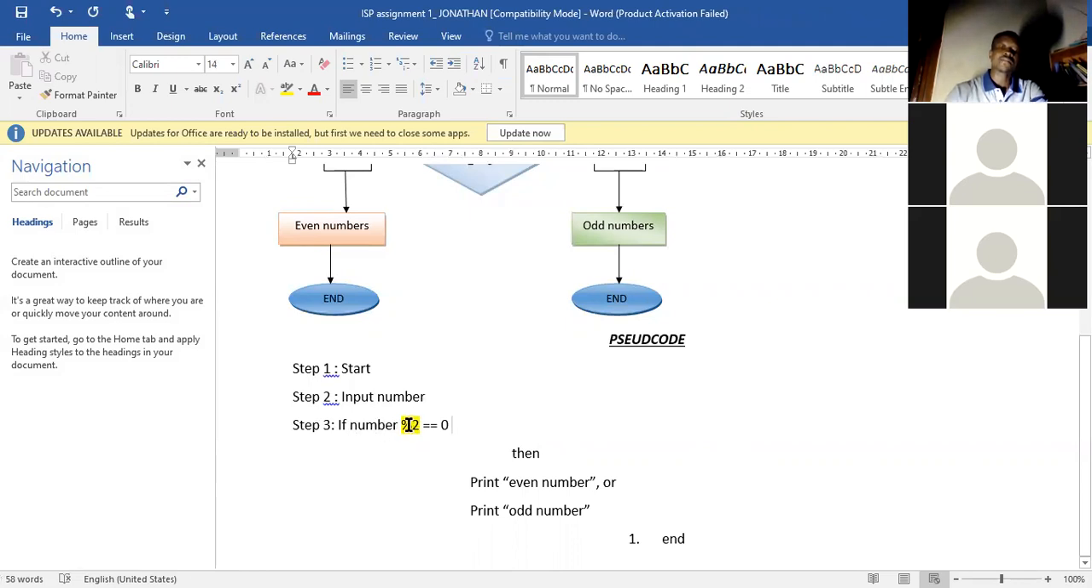You see, number % 2 equal to 0. Okay, let me tell you what it actually means. It means that if you divide the number by 2, would you have a remainder of 0? That's what this means.